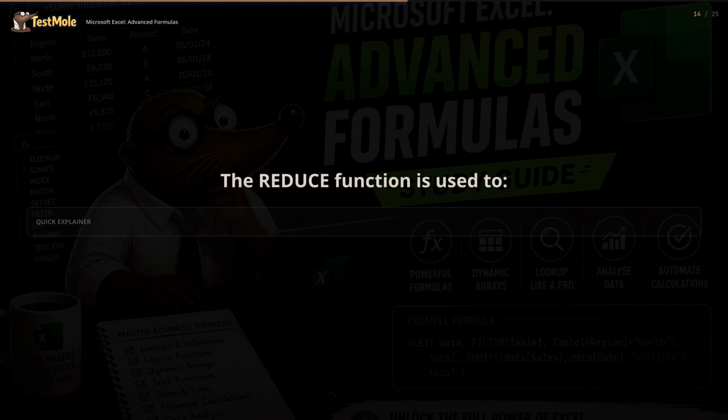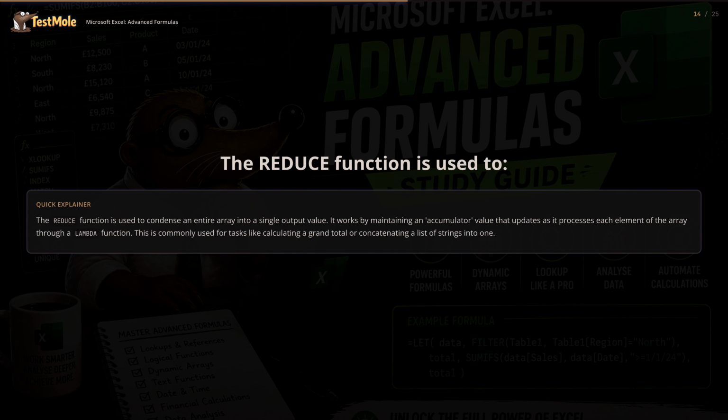The REDUCE function is used to... The REDUCE function is used to condense an entire array into a single output value. It works by maintaining an accumulator value that updates as it processes each element of the array through a lambda function. This is commonly used for tasks like calculating a grand total or concatenating a list of strings into one.